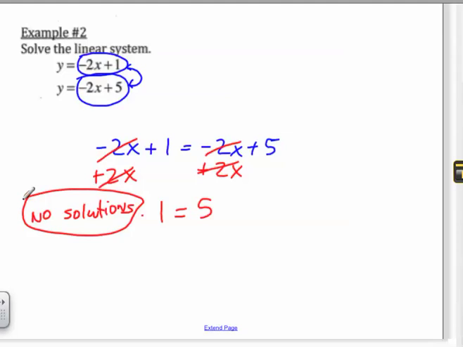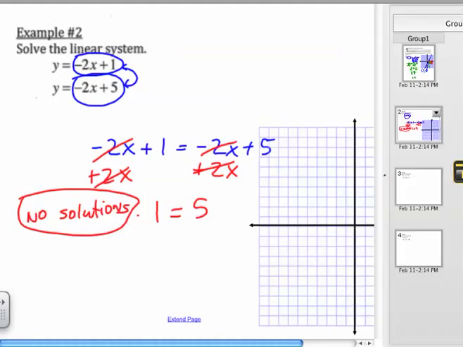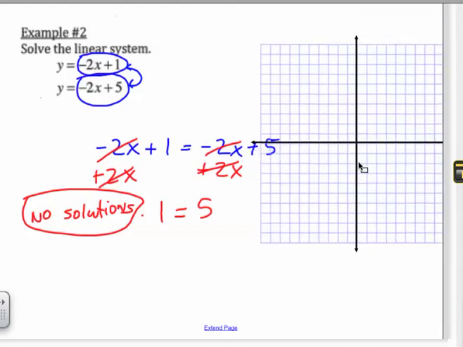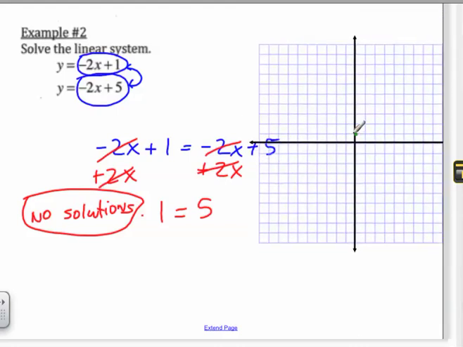Okay? I'm going to graph it quickly just to give you an idea of what this looks like. You'll see this first one has a y-intercept of 1 and it goes down 2 and over 1. So it looks like this. The second one has a y-intercept of 5. 1, 2, 3, 4, 5. And it goes down 2 and over 1. And it looks like that. They're parallel, so they're never going to have a common solution. There is no solution, right? We know that when we do the math because we get something that's not true.